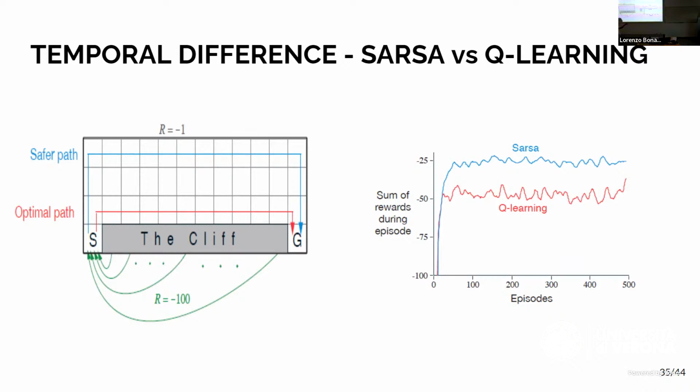This is the sum of rewards during the training, and you can see that SARSA has a higher sum of rewards because it avoids actions. So it avoids ending up in states that might bring you a better reward. By doing this, it avoids the cliff, and so it avoids the reward of -100.